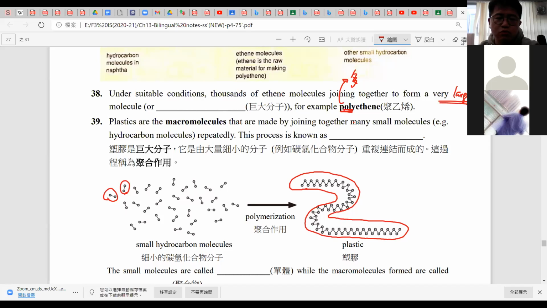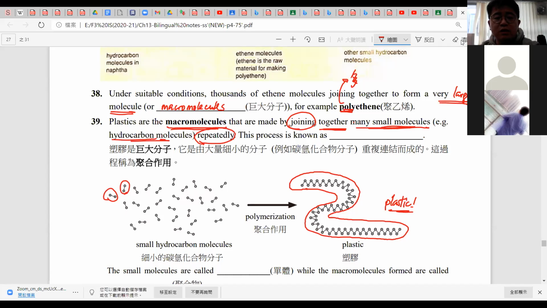It's a very large molecule. We call that macromolecule. Okay, so polyethylene is just an example. So this is what we call a plastic. So indeed, plastic, inside there we have got macromolecules, very big molecules. They are made up of joining together many small molecules, that is hydrocarbon molecules, repeatedly.